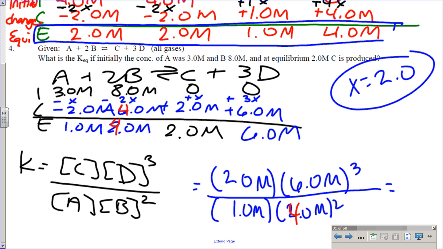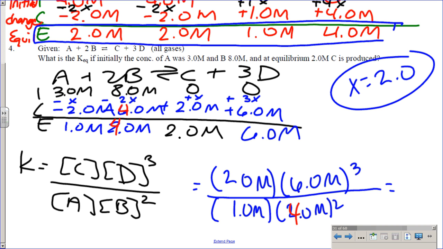Okay, so you find that you've subtracted 1x there, so 3 minus 2 is 1. You subtract 2x's here, so 8 minus 4 is 4. You added that one, we already had that one. And then D, you have 3 as a coefficient, so 3 x's, and 3 times 2 is 6. So that's why in the end you get 6. Thumbs up if you understand how to do the ICE box.